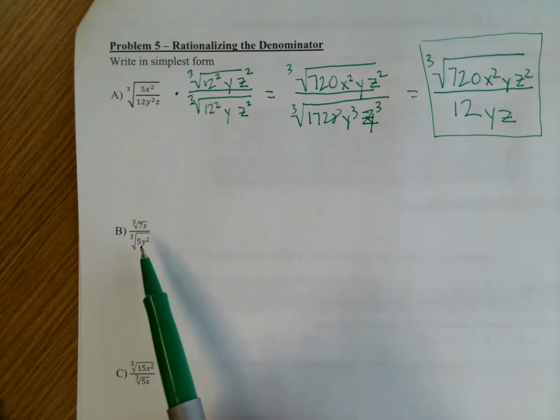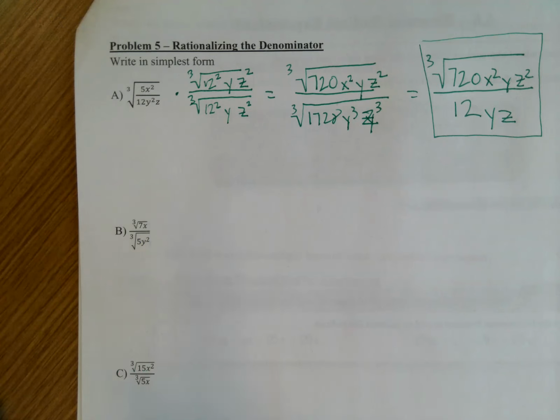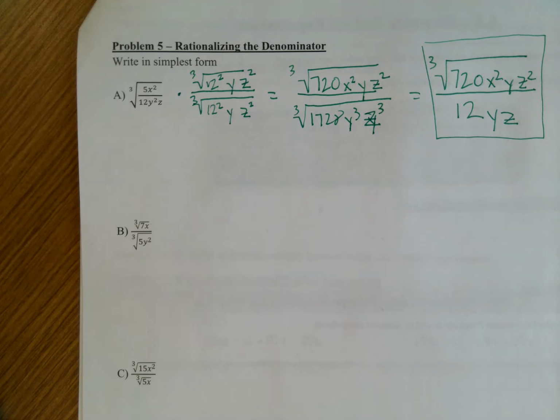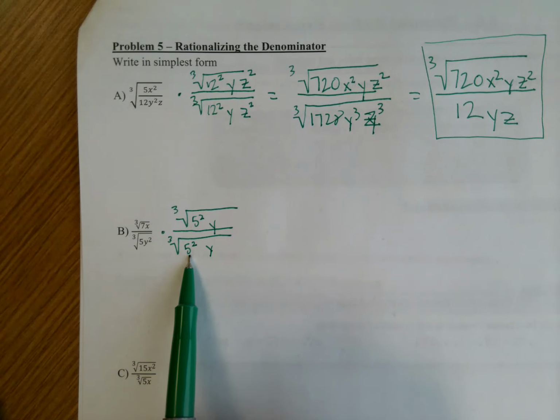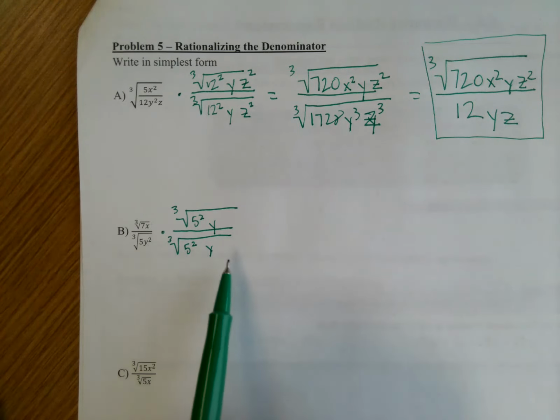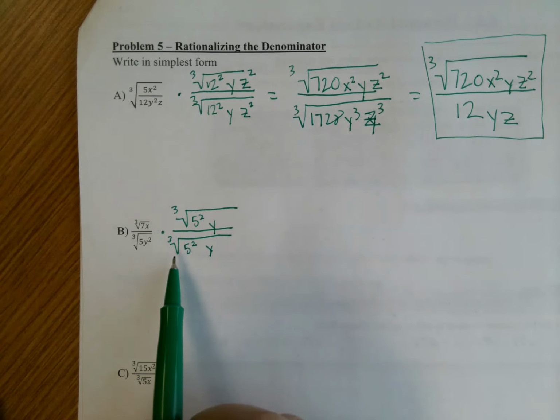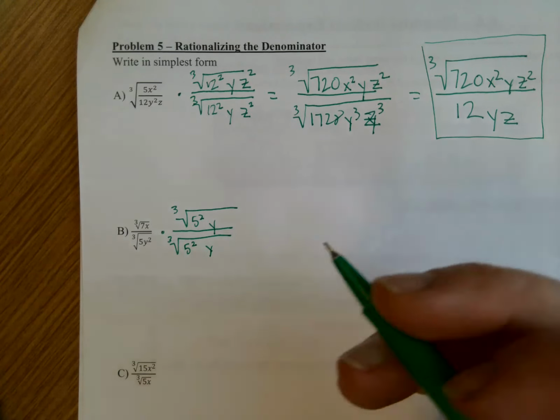So same type of thing here. I want you to try to pause the video and figure out what you should multiply by. I have 1 5. I need groups of 3. I have 1 5. That means I need 2 more 5s. I have 2 y's. I need 1 more y. So I should multiply by the cubic root of 5 squared times y.